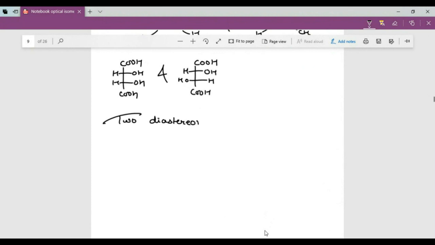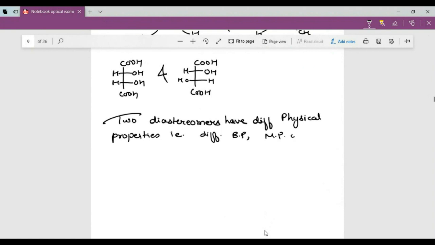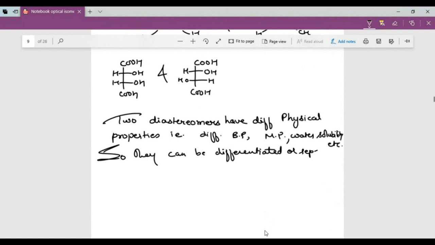One thing I would like to add: two diastereomers have different physical and chemical properties. More importantly, different boiling point, melting point, water solubility, etc. So they can be differentiated or separated by distillation, etc.